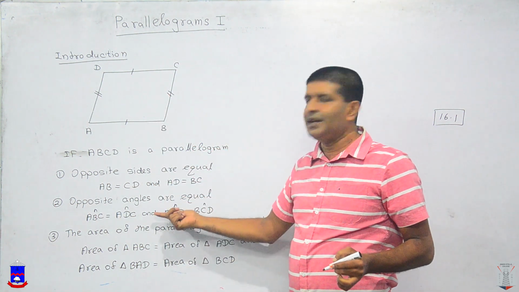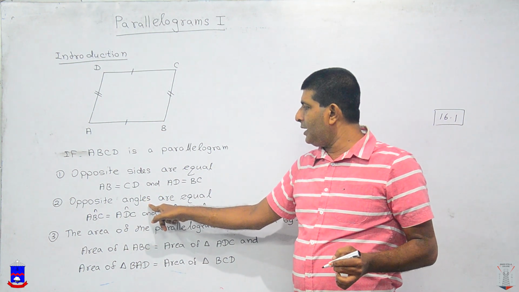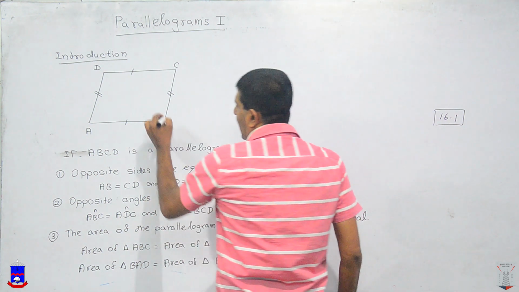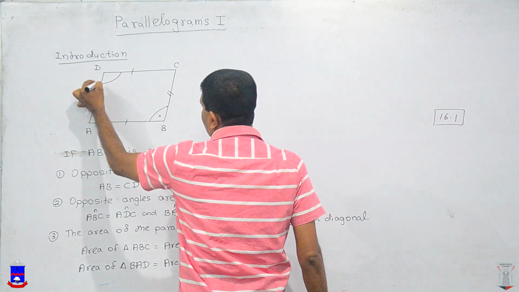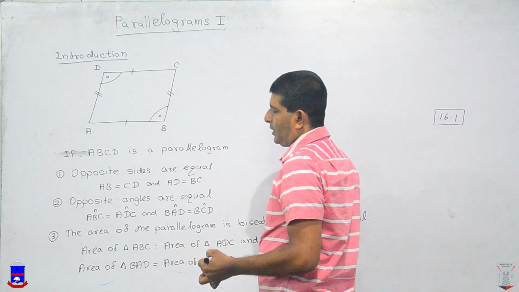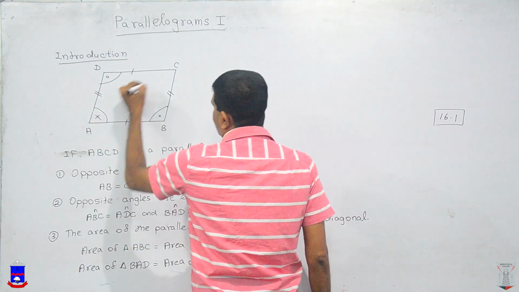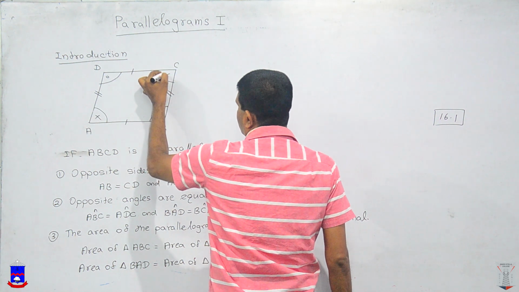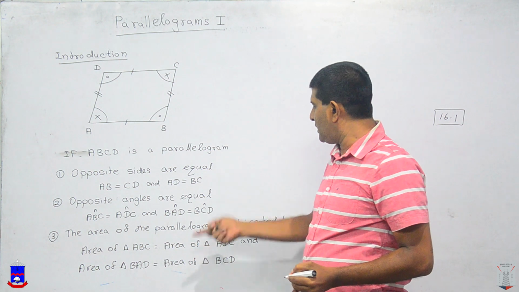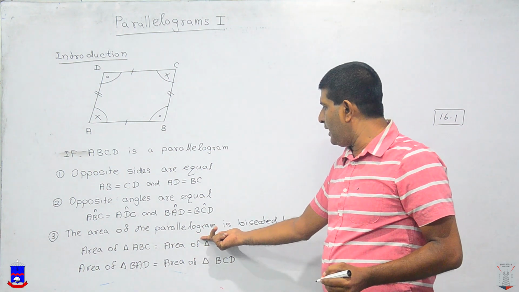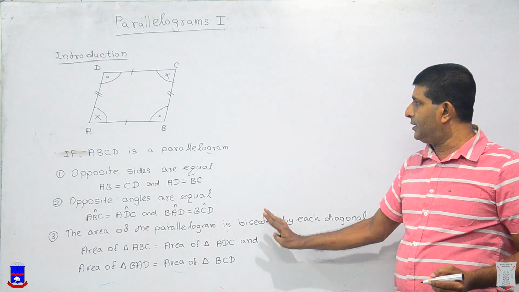The second property is opposite angles are equal. That means angle ABC should equal angle ADC, and angle BAD should equal angle BCD. This is the second property. The third property is the area of the parallelogram is bisected by each diagonal.